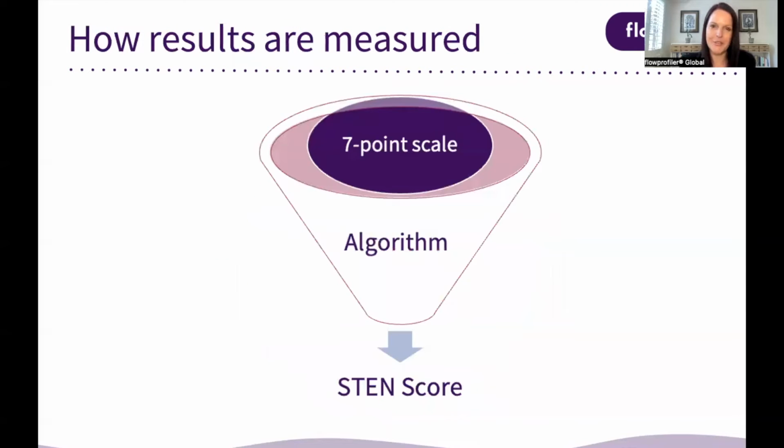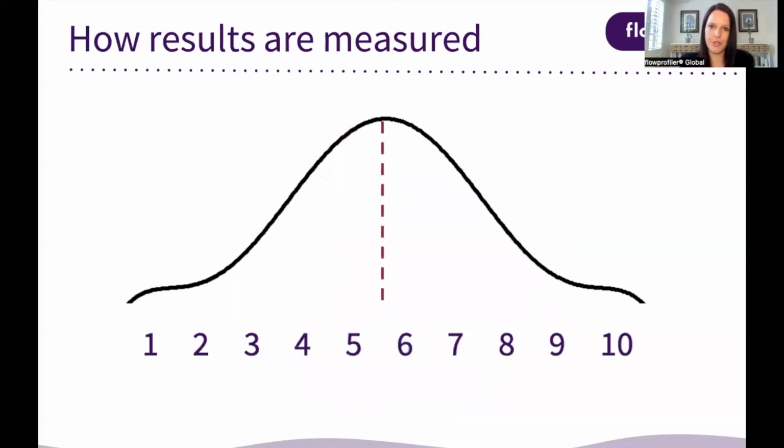When you completed your Flow Profiler assessment, you were asked to rate statements on a 7-point scale. Our algorithm then converts that to something called a STEN score. STEN is a statistical term, and it simply means standard to 10. But what a STEN score allows us to do is to create a standard distribution curve, or a bell curve, which you're probably familiar with.